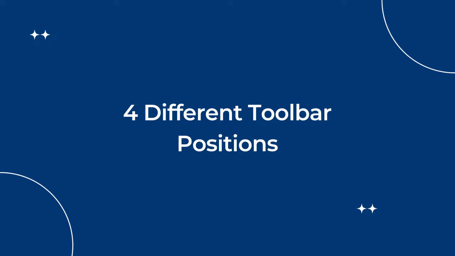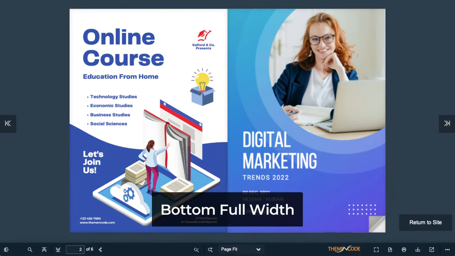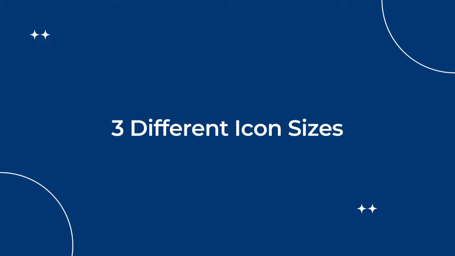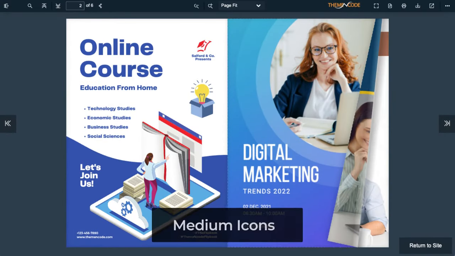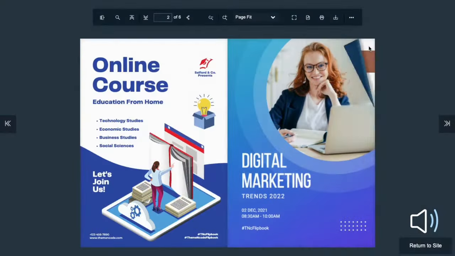Now let's check out the different toolbar positions. Top Full Width. Bottom Full Width. Top Center. And Bottom Center. The next feature is different icon sizes. Small, medium, and large. Choose the one that suits your viewer. Another feature that makes TNC Flipbook unique is the flip sound.